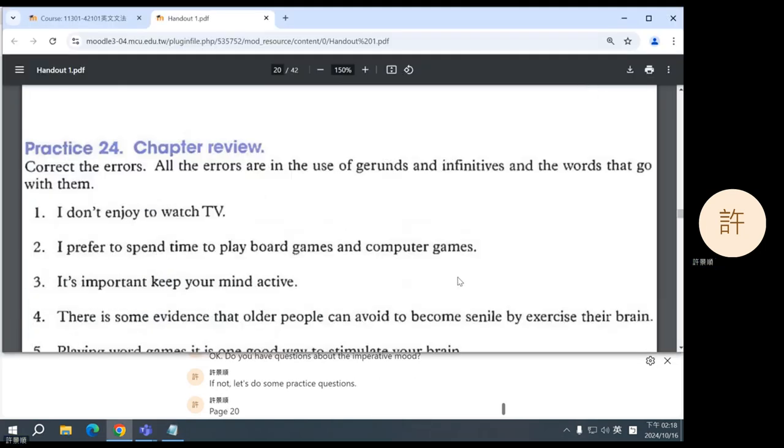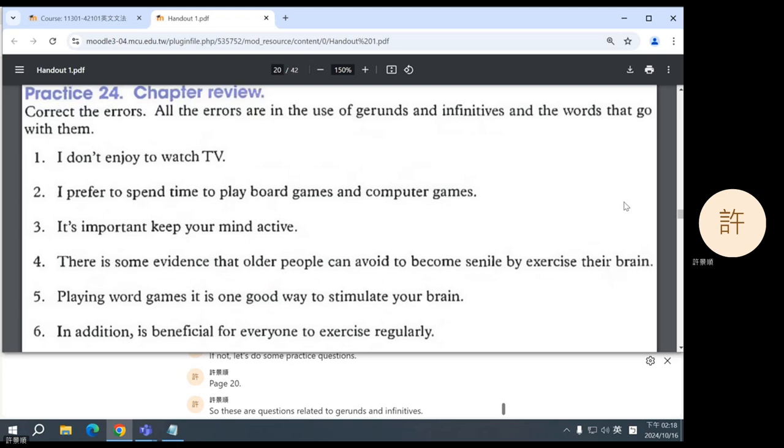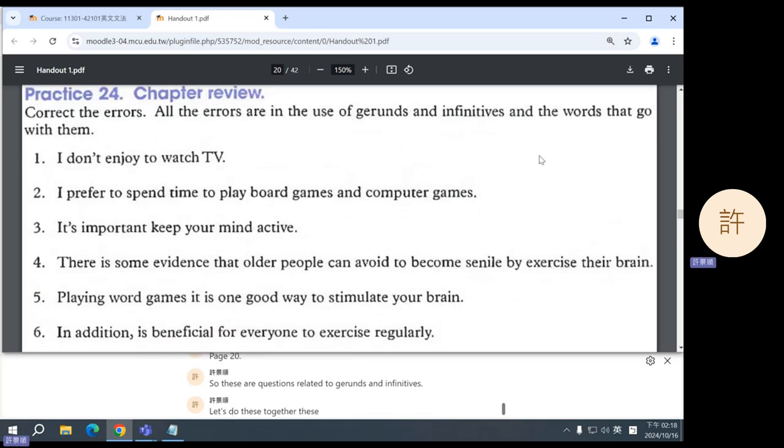Page 20. So these are questions related to gerunds and infinitives. Let's do these together. These should not be too hard. Question one. I don't enjoy to watch TV. Ling Jie Yu. Yes, question one. What should this be? Good, I don't enjoy watching TV.